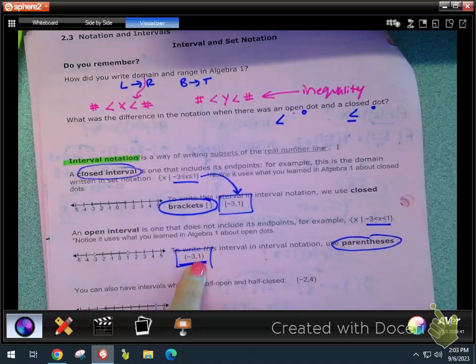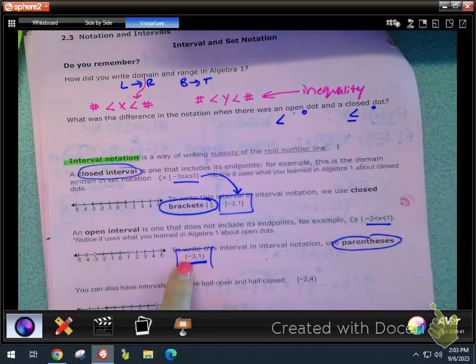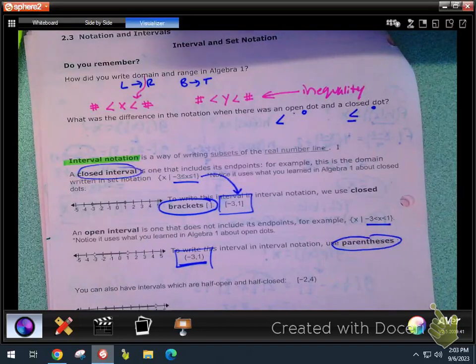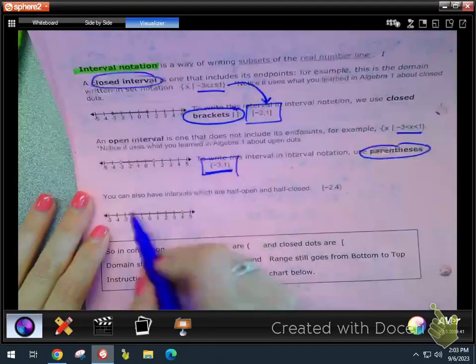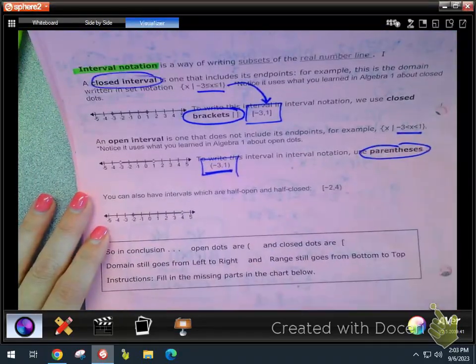I'm not actually equaling +1 because I just have parentheses. It's not an ordered pair. It's an interval, and you don't equal those values there. And then you can have mixed matches. You can have one that has a closed and one that has an open like they do there.